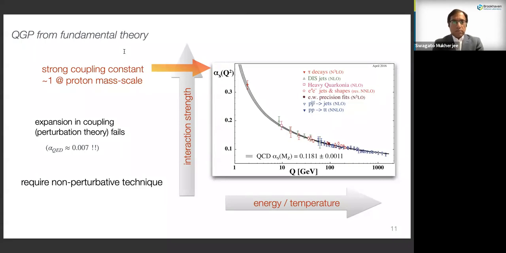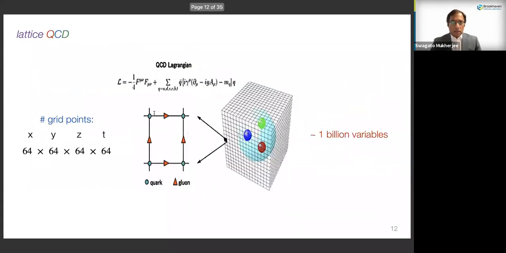QCD. And the problem there is that at the scale where all these things happen, the transition from hadrons to quark-gluon plasma, the coupling is very large, of the order of 1. So normally all these tools of perturbative QCD, like expansion, completely fail. So what we really need is a non-perturbative technique to address this question from theory. And the technique that we are going to talk about today is lattice QCD.